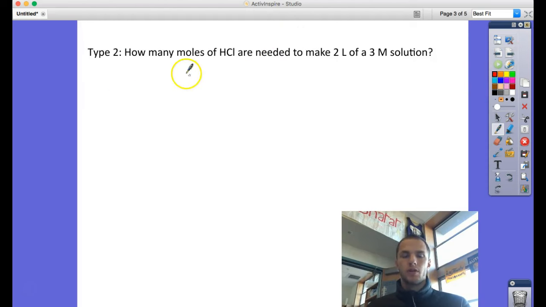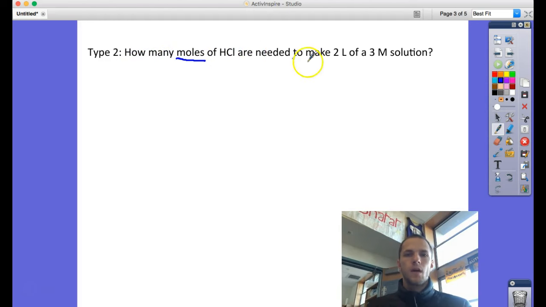Another type of problem we could do would be like this. How many moles of HCl are needed to make 2 liters of a 3 molar solution? So again, multiple givens. You've got to break it down and think about what we're asking for. Don't just memorize a process. I'm trying to figure out how many moles.